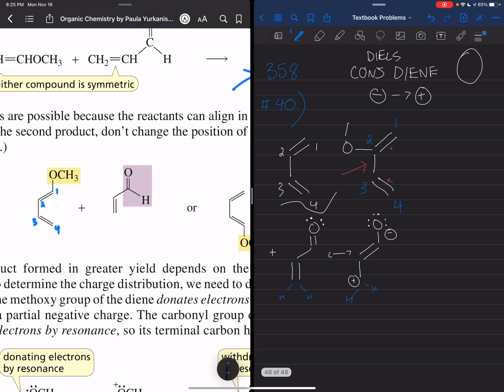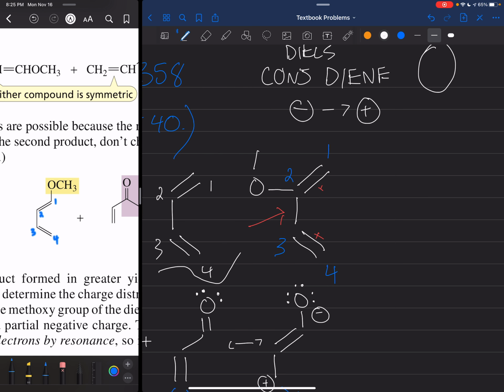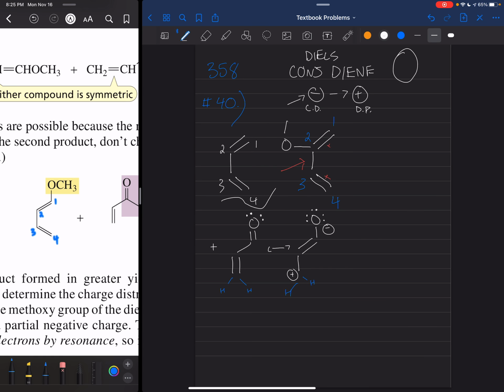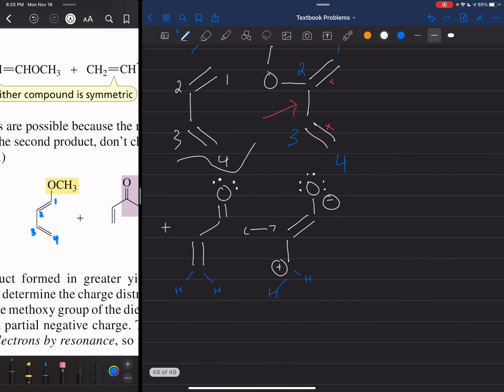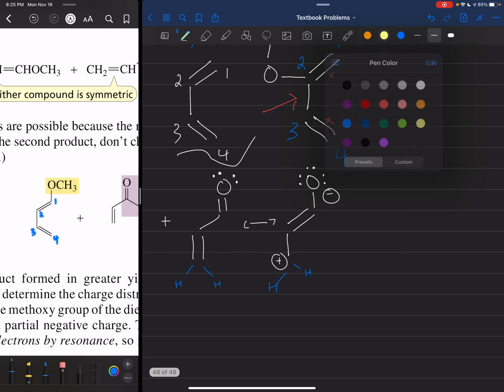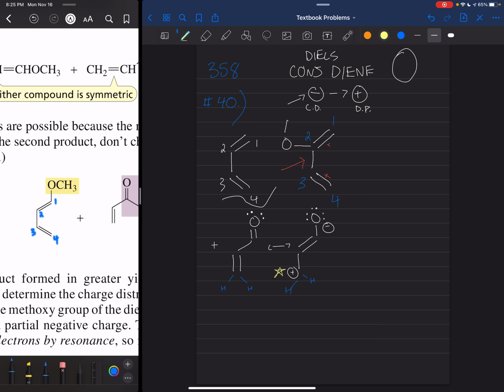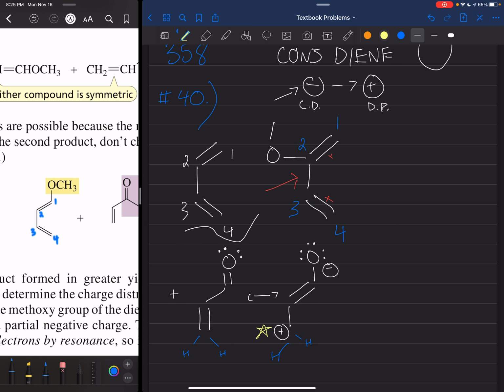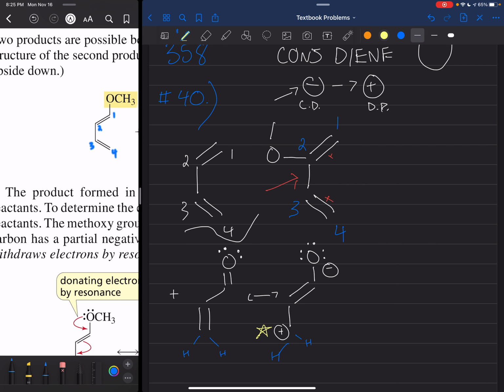Now, remember that with Diels-Alder, we want to do our conjugated diene and our dienophile. We want a negative on our conjugated diene. So this is our second one. This is our dienophile. So we want to look at where our positive charge is. This is extremely important. That's where we're going to make our connection. Now we need to make a negative charge in our original conjugated diene, okay? And our conjugated diene is up here.